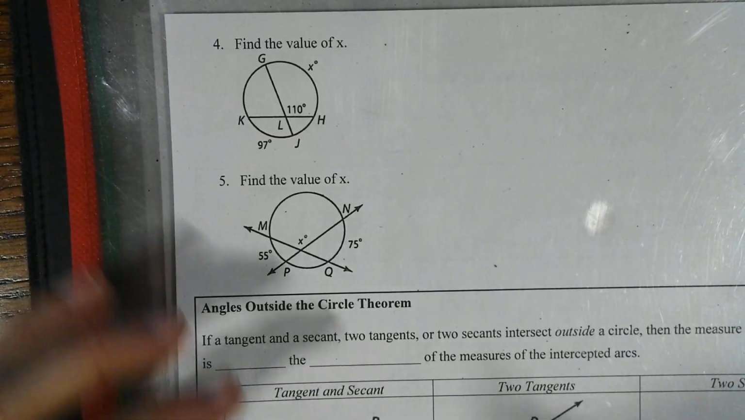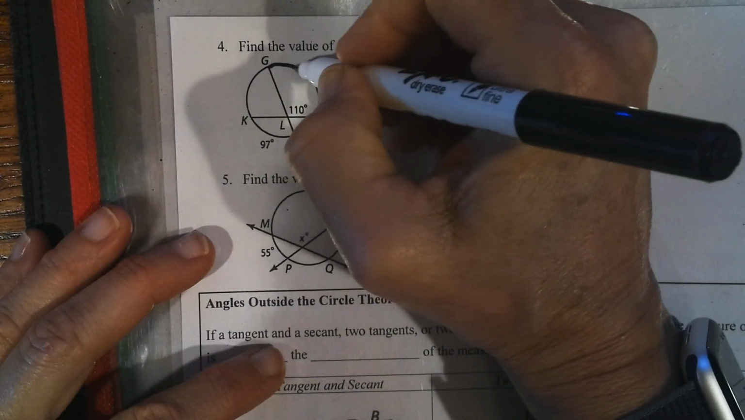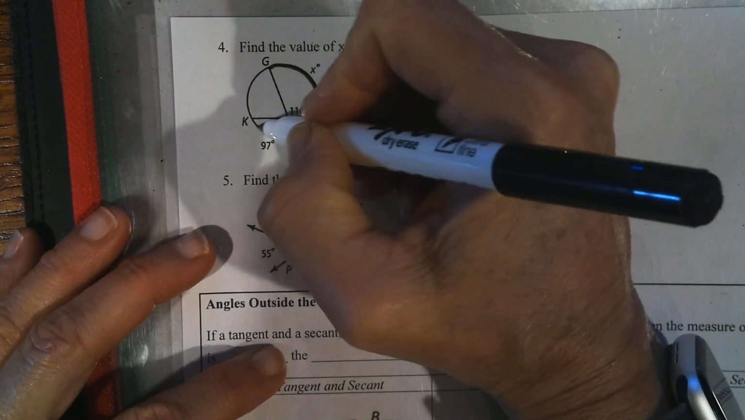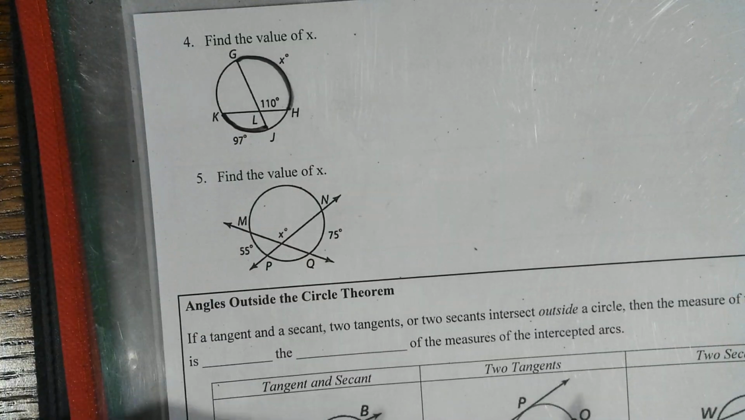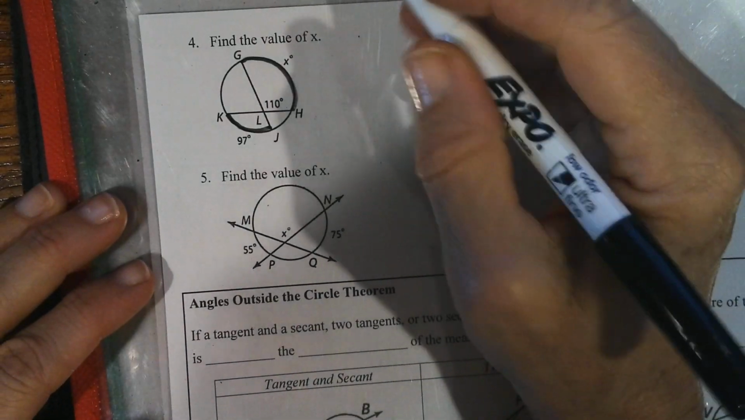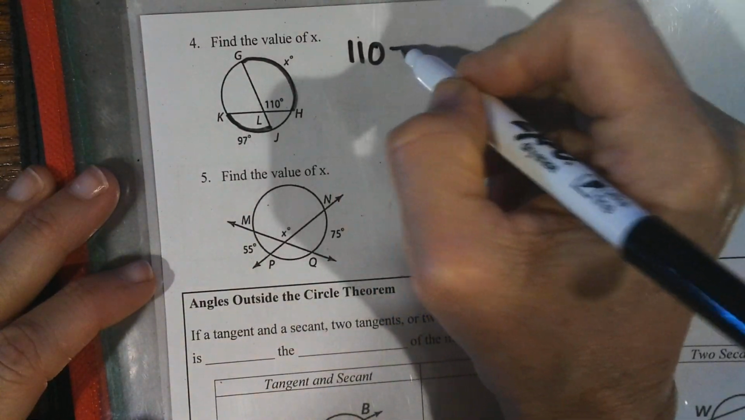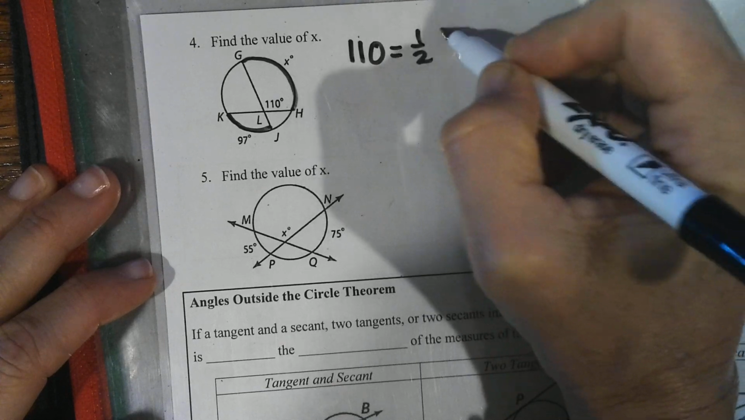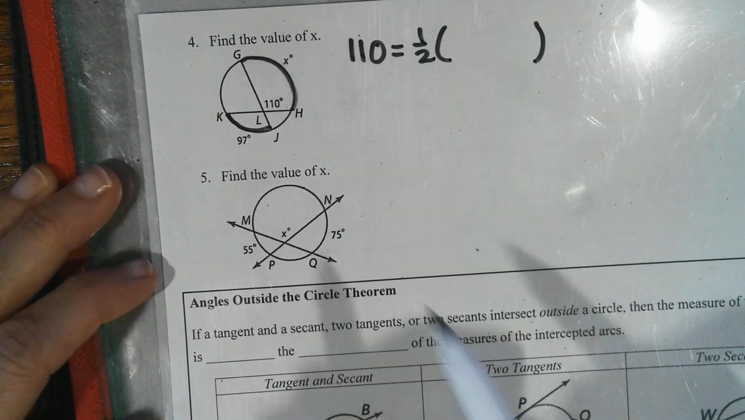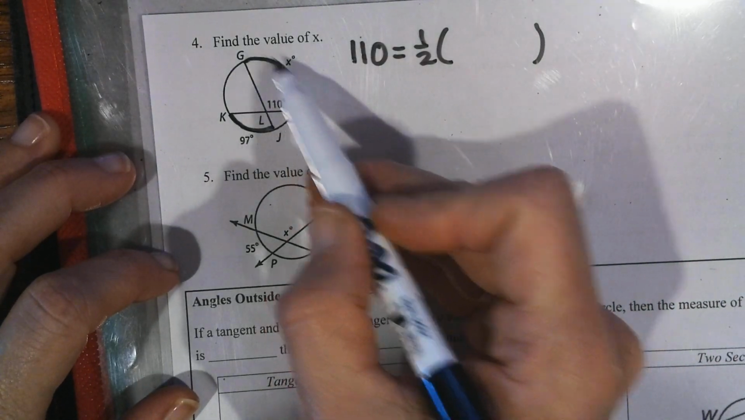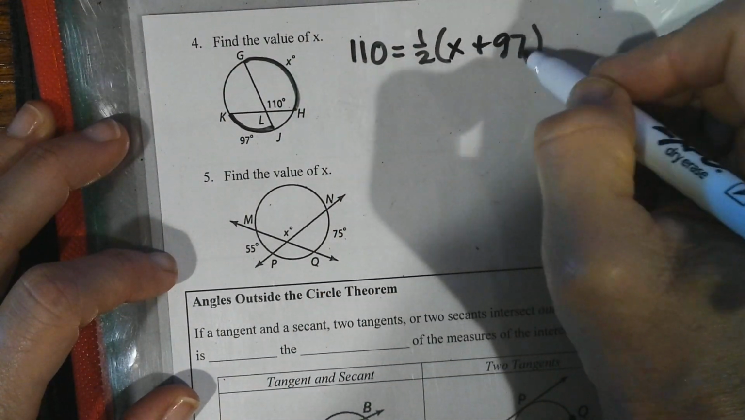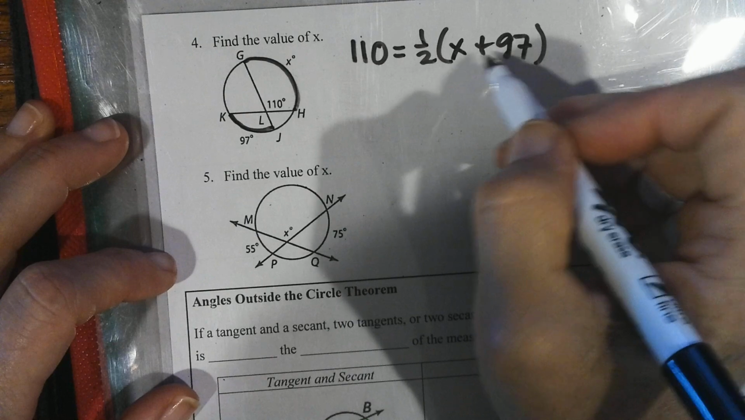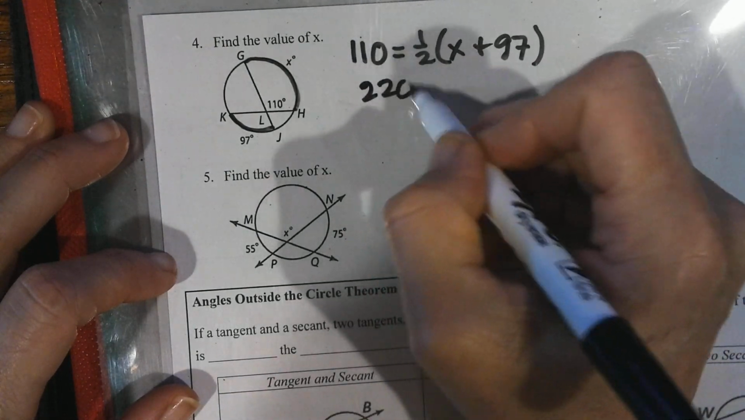We're going to find x. X is right here. The other arc is 97. So if they intersect inside the circle, then 110 is equal to 1/2 of these two arcs. This 110 is equal to 1/2 of x plus 97. So I'm going to multiply both sides by 2 to get rid of that half.